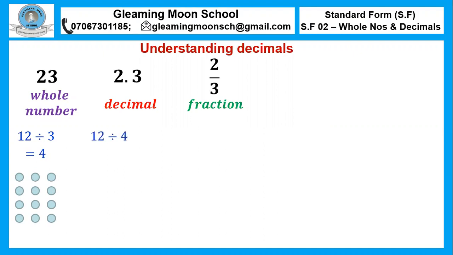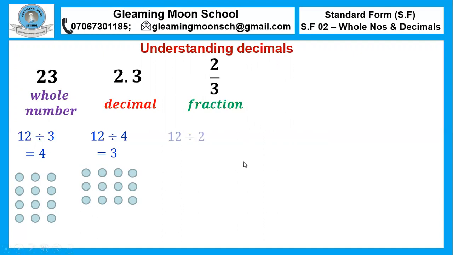Now 12 divided by 4, again, we're sharing the 12 sweets among 4 people. So the first person gets 3 sweets, the second person 3, third person 3, and the fourth person 3. So 12 divided by 4 gives us what? 3. Now remember, these 3 sweets are whole sweets, okay? They're getting 3 whole sweets.